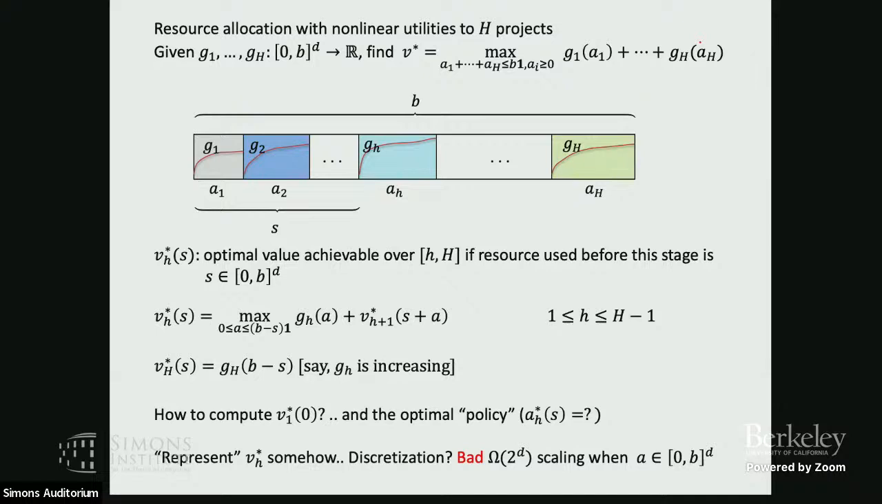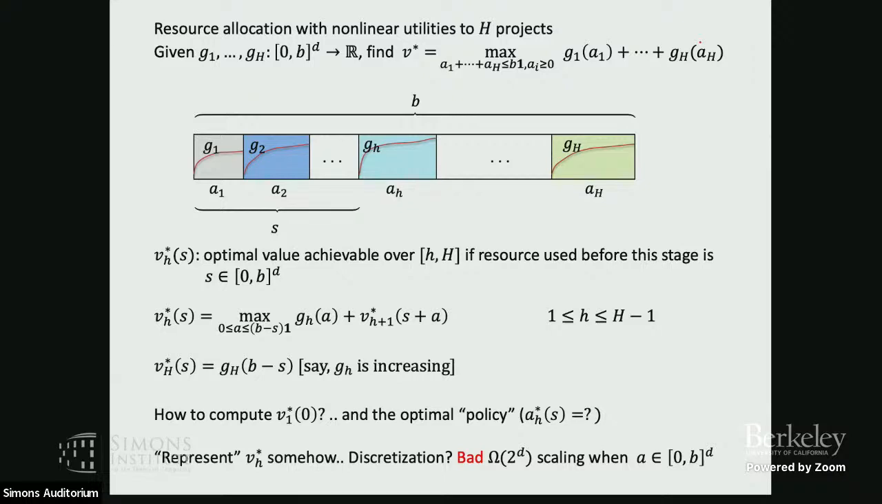And so what is this? You're given H different utility functions, and they correspond to H different projects that you want to allocate resources between. The resources are d-dimensional, and a resource lives in this d-dimensional hypercube. So you want to split up your total amount of resources into H different parts such that you're maximizing the total utility.